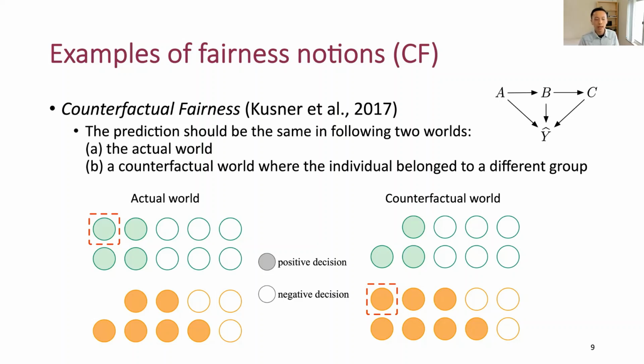But beyond that, everything should be the same, the data generating process should be exactly the same. It's only that this person belonged to a different group in the counterfactual world. Then how can we characterize that?